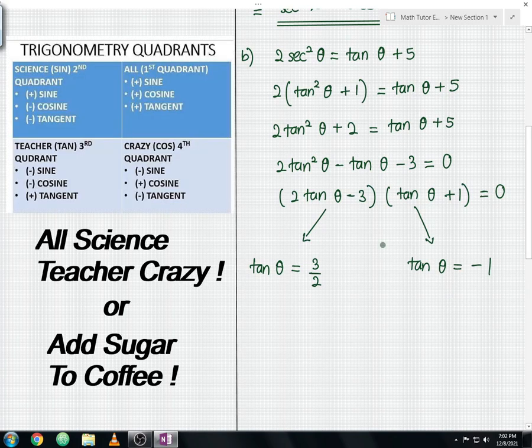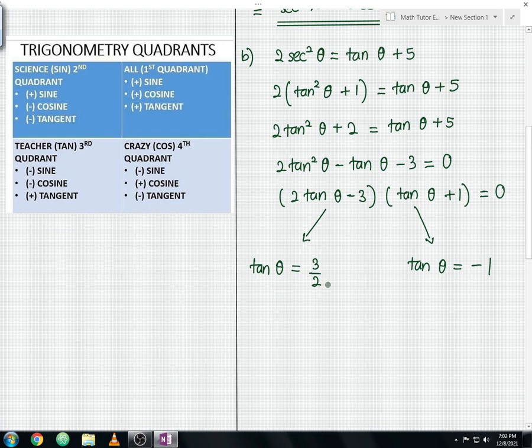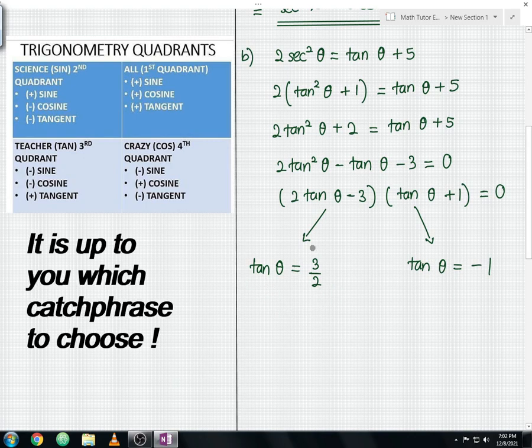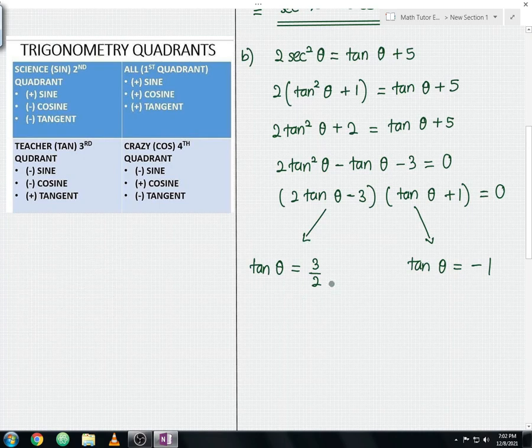Okay, start with the left hand side first. Okay, as you can see here, your tangent theta value gives a positive value. Okay, now you need to recall in which quadrant the tangent gives us a positive value. Okay, actually tangent value gives us a positive value in the first and third quadrant. Okay, so from here we're going to write that in our working here, guys.